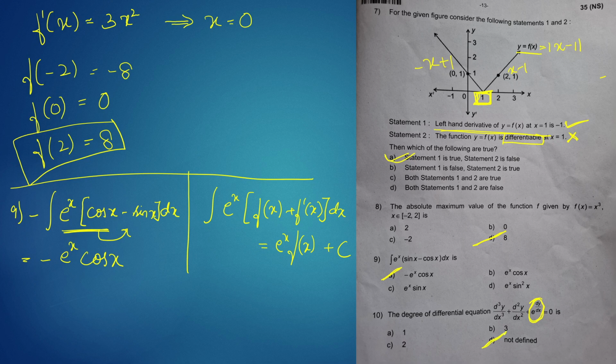Therefore, obviously the degree will be not defined. For the 11th one, to find the direction cosine, first we have to find the magnitude of vector A, which will be equal to root of 1 square which is 1 plus minus 1 square that is 1 plus 2 square which is 4. That is nothing but root 6. Therefore, the direction cosine will be 1 by root 6, minus 1 by root 6 and 2 by root 6. That is option B.